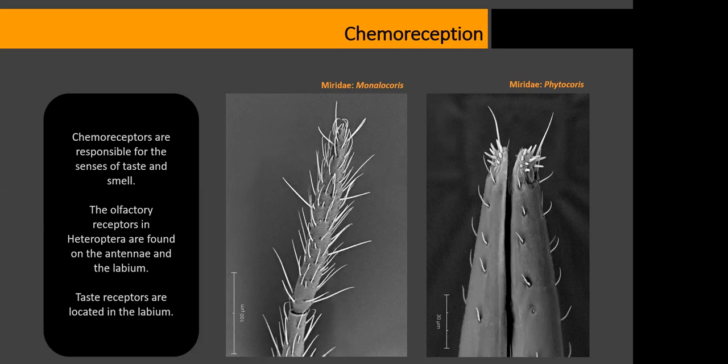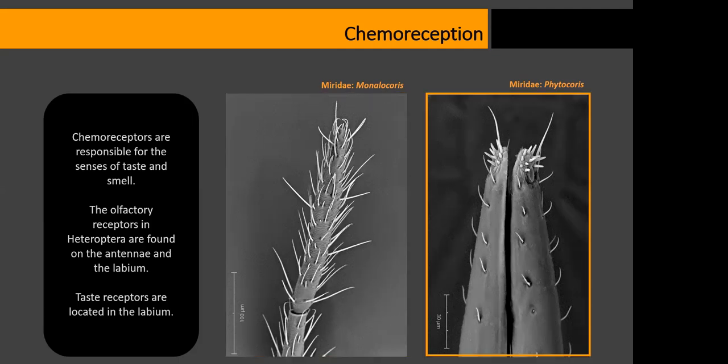The olfactory receptors are found on the antennae and the labium. Taste-sensing contact chemoreceptors usually have only one pore at the apex of the appendage, which is usually hair or peg-shaped. Taste receptors are located on the tip of the labium.